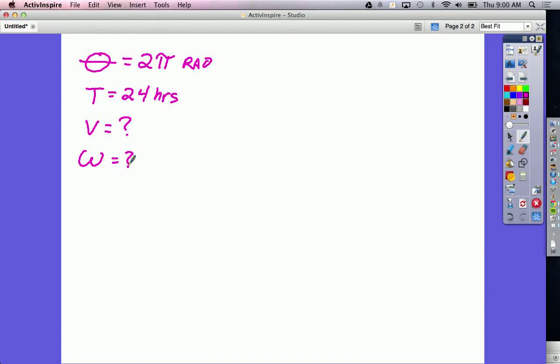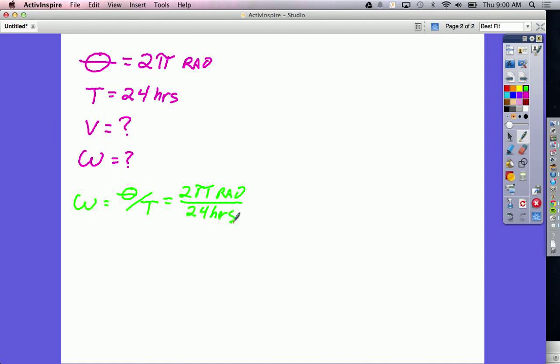Now the angular speed works just like linear speed, in that linear speed was distance over time. But angular speed is going to be our angular displacement or distance, which is theta, over time. So I can find my angular speed by putting theta over time, which is 2 pi radians, all over the time, which is 24 hours.